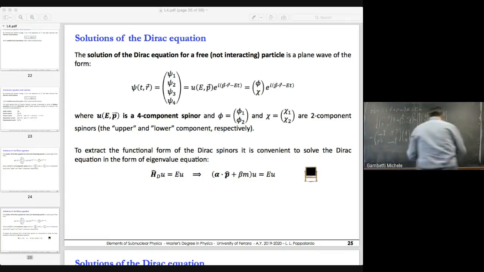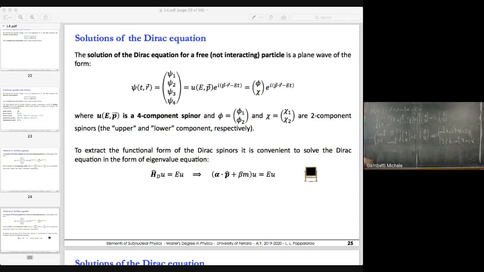Now this we can also write in an equivalent form as a system of equations. So we have mI phi plus sigma dot p chi equal to E phi, and sigma dot p phi minus mI chi equal to E chi. Okay. We equate the upper and the lower components.